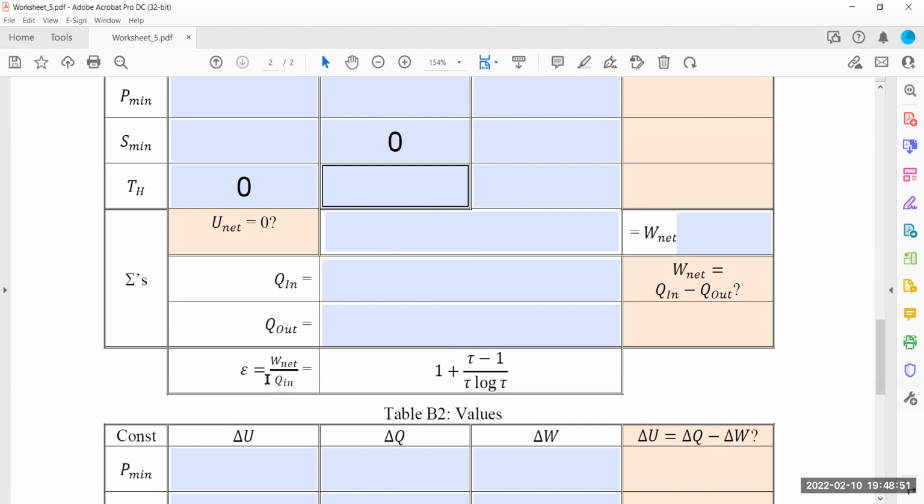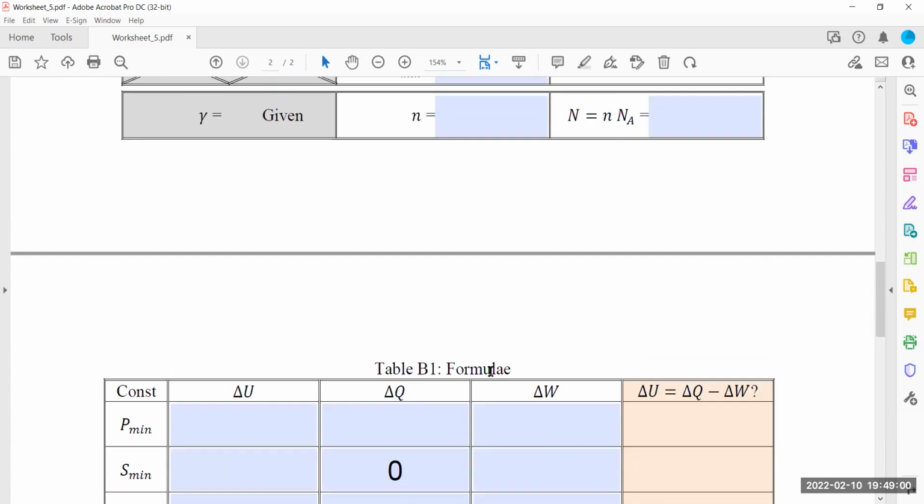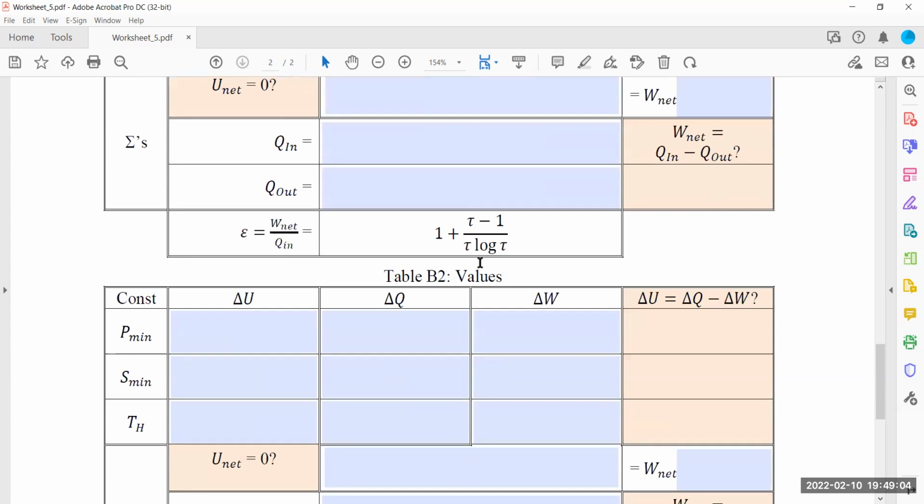The efficiency of this engine, which is W net over the Q in, is going to be defined by 1 minus the ratio of the temperatures. So they gave you that one. This is tau, the ratio of T hot over Tc, over the log. So you don't have to worry about this part. Okay, it's given to you.